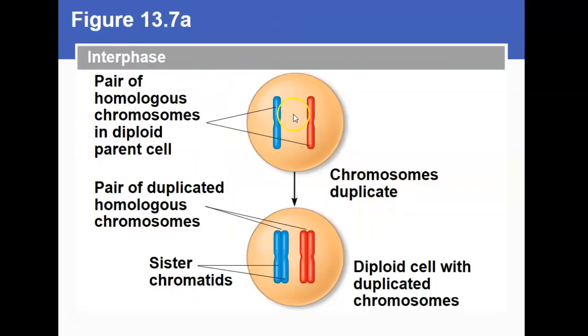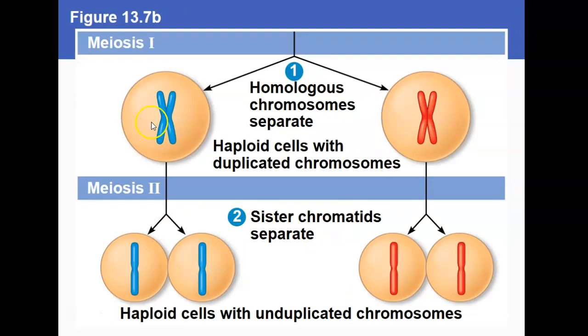We are going to see that in interphase, chromosomes get duplicated in S phase. And now we're going to see that there are 2 rounds of meiosis, where in the first round, the homologous chromosomes separate, and in the second round, it's the sister chromatids that get pulled apart. So it's this first round that is significantly different from what we saw in mitosis.